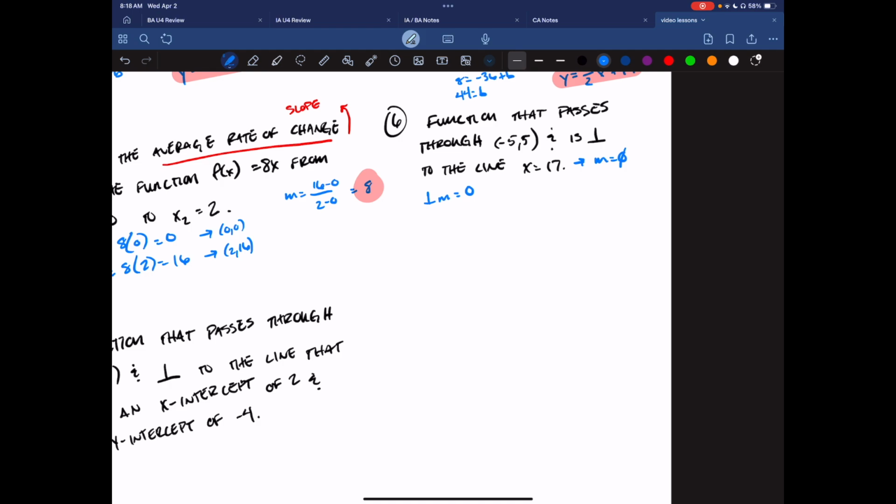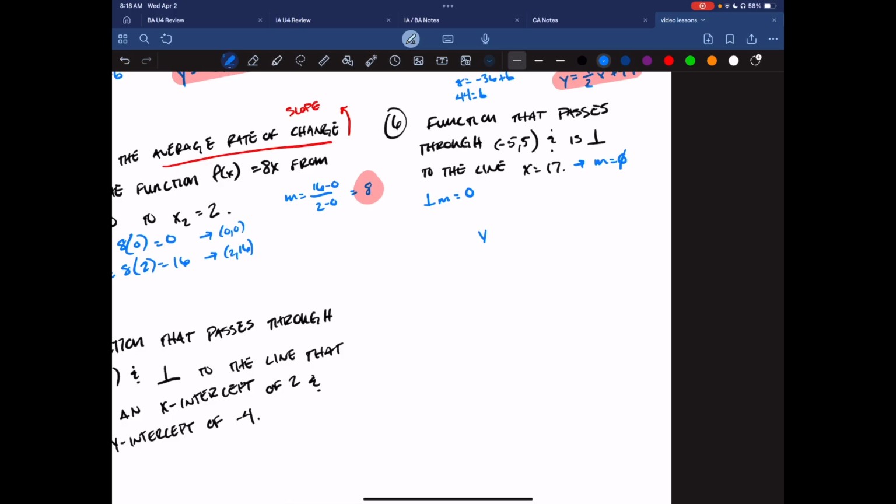Okay, so if x equals a number is a vertical line, y equals a number is going to be horizontal with slope 0. So this is really simple. This is going to be y equals whatever, so y equals 5. But it says the function, so I'm going to write this as f of x equals 5.